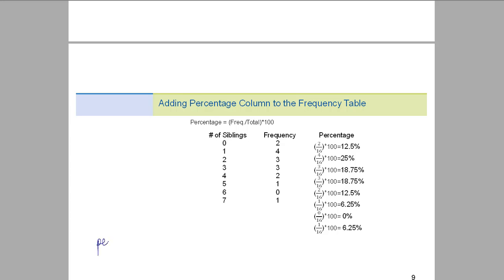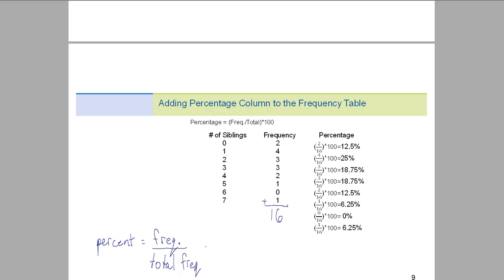So our percent is equal to the frequency divided by the total frequency. Okay, and so how do we get the total frequency? Well, we add up all the frequencies. And remember, it has to match the number of observations. So adding this all up, we see that it comes to 16, which is great because that's how many data points we have, or the number of observations we have.